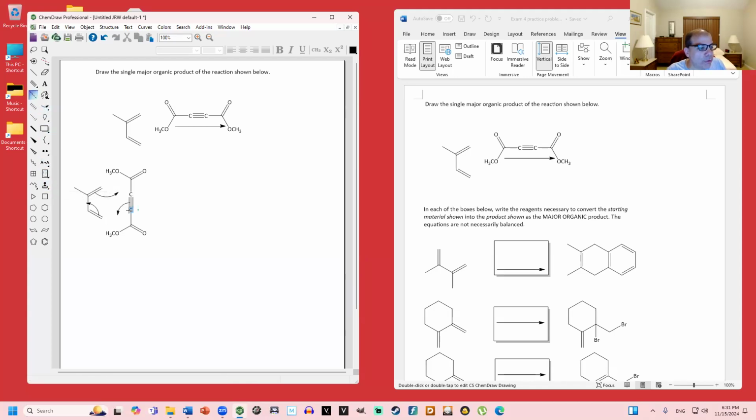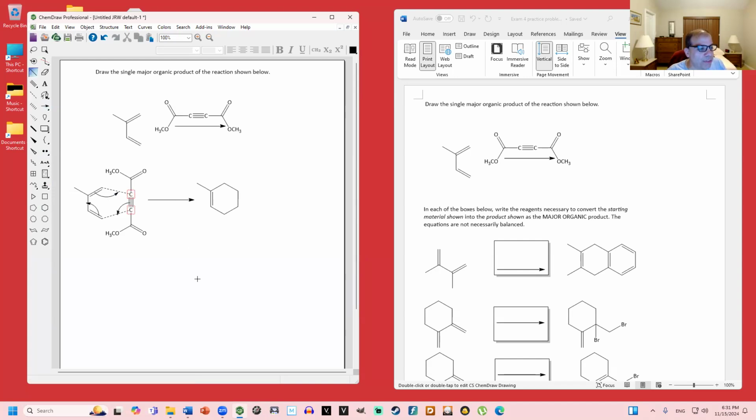And again, if you wish to draw dotted lines, you may. It's optional. You can if you like. You don't have to. And again, the arrows can go either clockwise or counterclockwise. It doesn't matter. And we should get a cyclohexene derivative out of this.